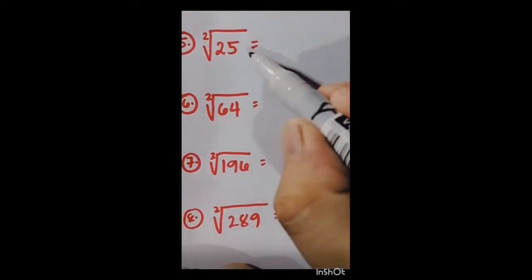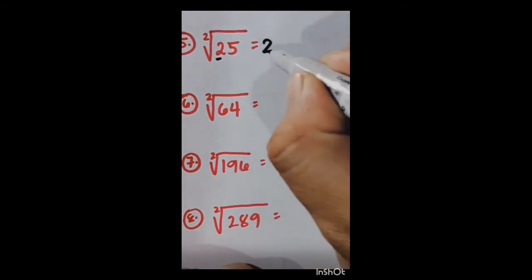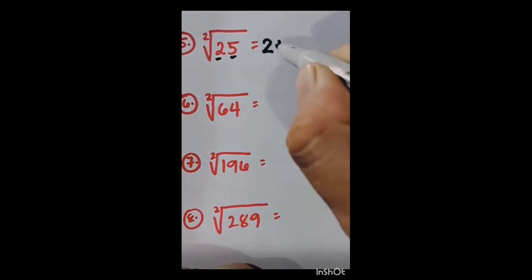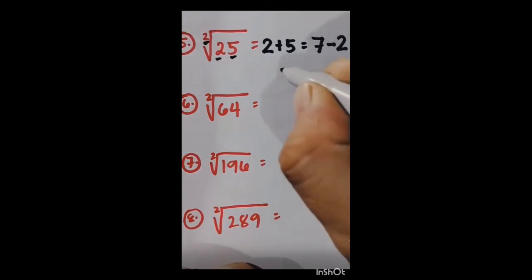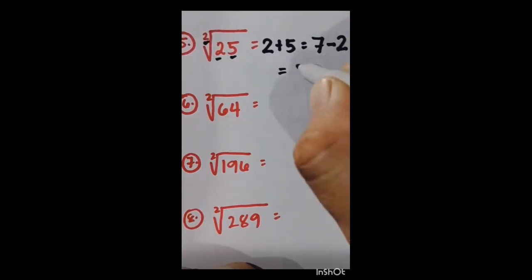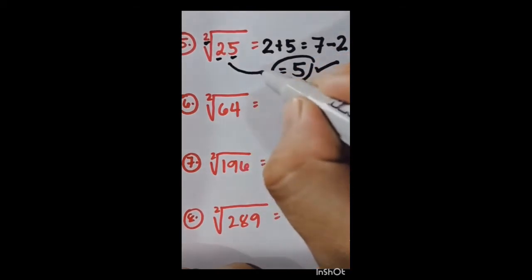Square root of numbers. We start with 25. What is the square root of 25? You add up the two digits, which are 2 and 5. That gives you a 7. You subtract 2 from 7. That gives you 5. That becomes the square root of 25. So simple.